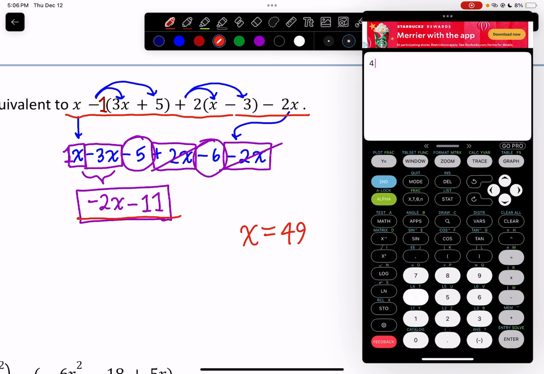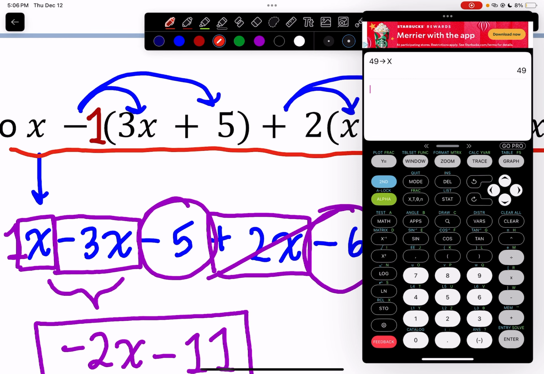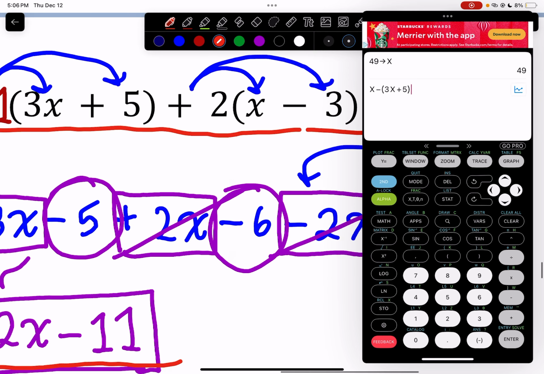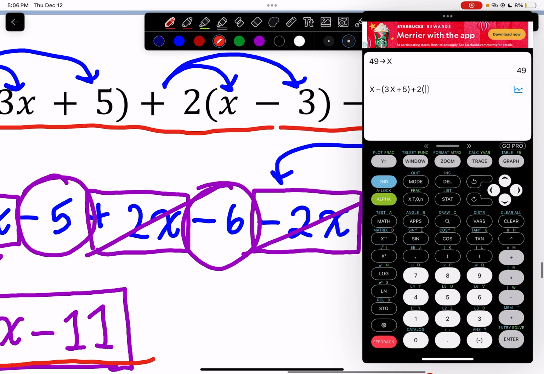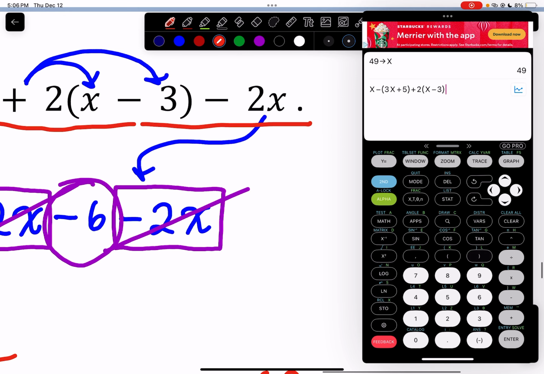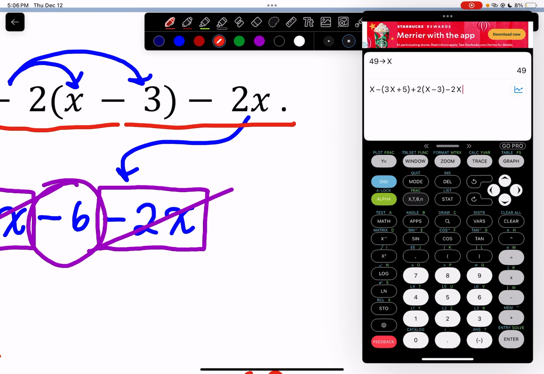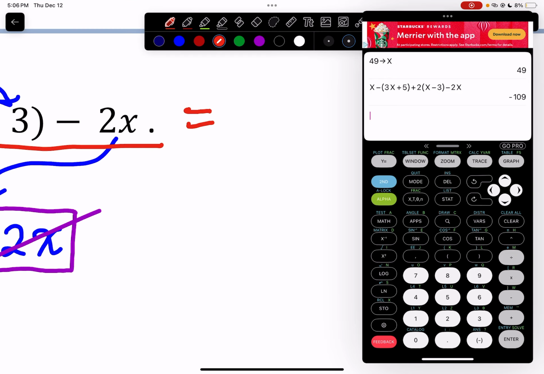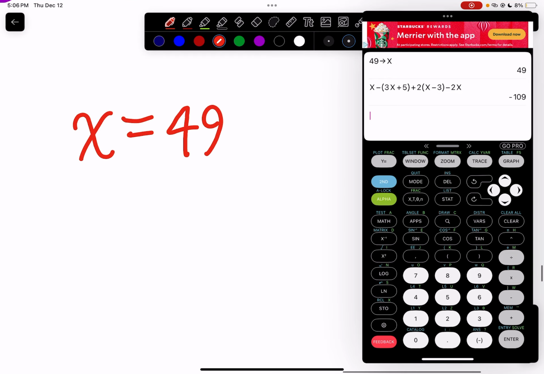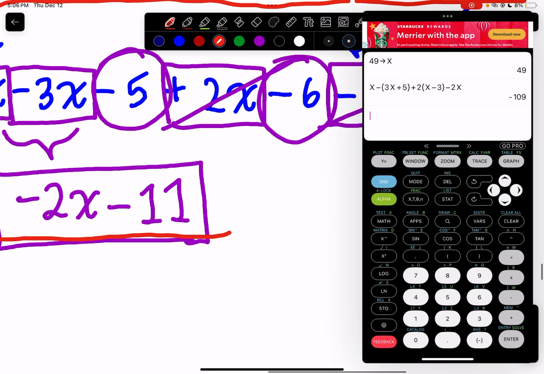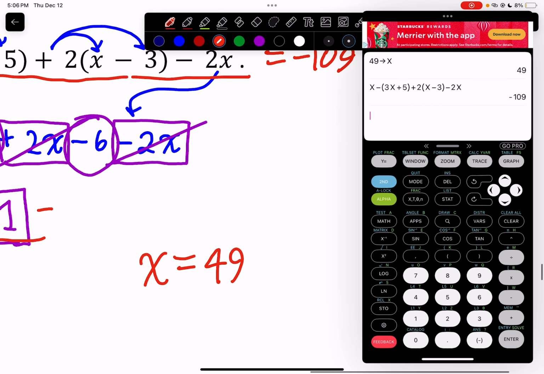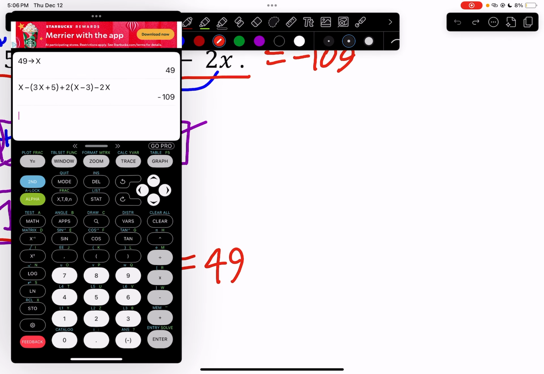So I'm going to say 49 stored into x. Originally I had x minus parenthesis 3x plus 5, plus 2 parenthesis x minus 3 minus 2x. Okay, and I get negative 109 when I put it in there. And so if this is truly just a simplified version of that, I should also get negative 109 here. Let's see if we do.